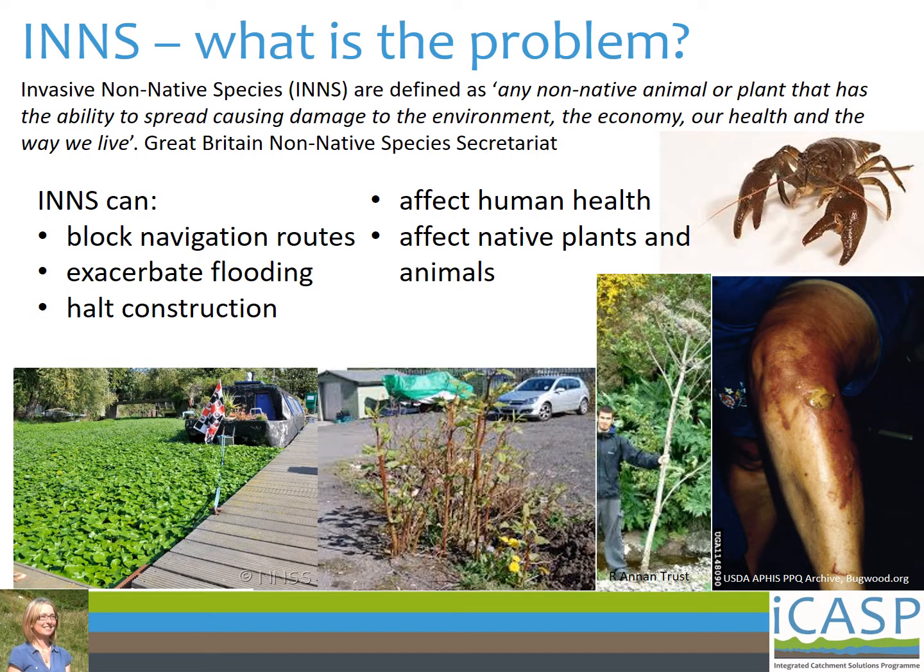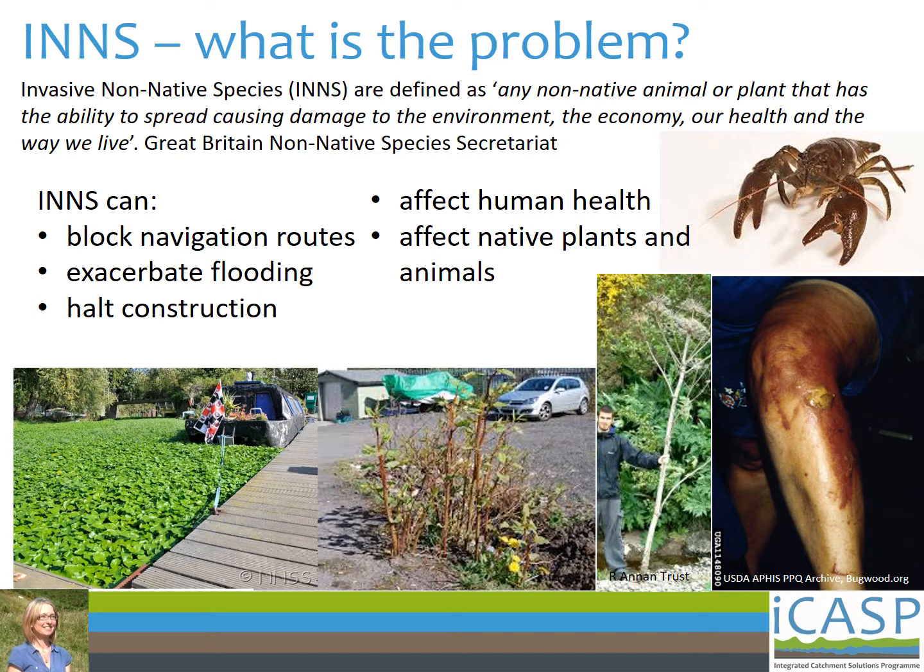Invasive non-native species are animals or plants that have the ability to spread, causing damage to the environment, the economy, our health and the way we live. So, for example, on the far left here is floating pennywort, an invasive species that can block navigation routes and can exacerbate flooding, and it can grow meters in a year.